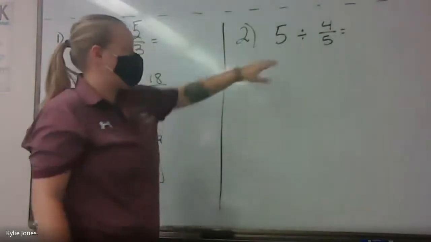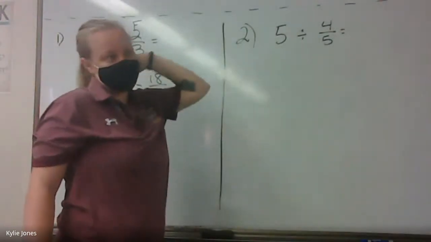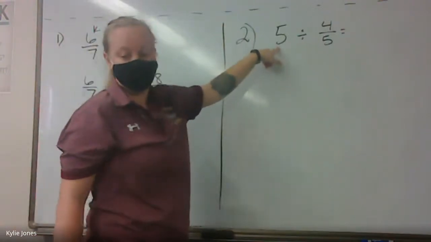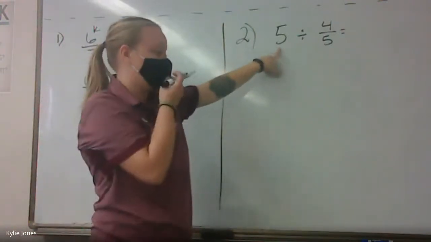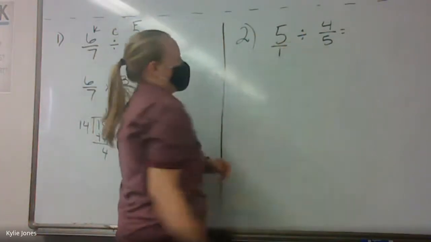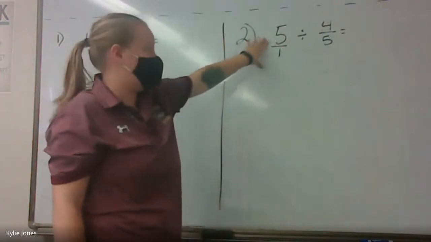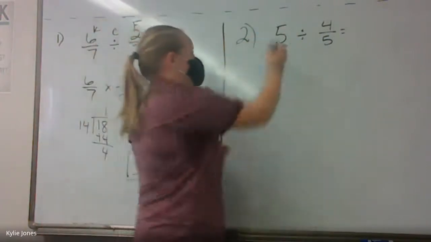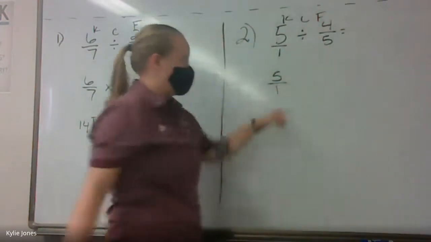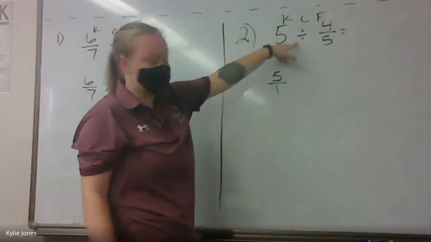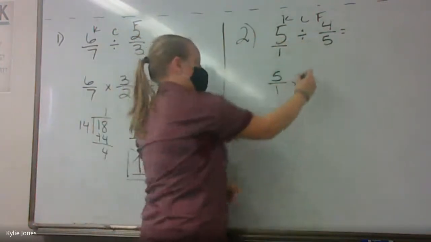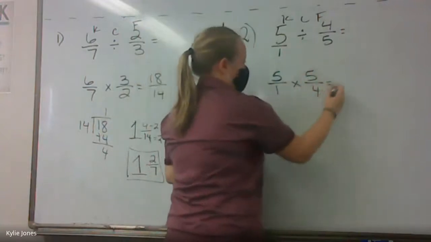Kind of got it? Our next one, we have 5 divided by 4/5. Very similar. We just need to make this 5 an improper number. How do I change that to an improper fraction? All right. Put it over 1. This is the same thing as saying 5. All you got to do is put it over 1. And then we can do KCF. Keep, change, flip. Keep 5 over 1 the same. What does the division change to? Multiplication. And what does 4/5 flip to? 5 over 4. And then we can multiply.